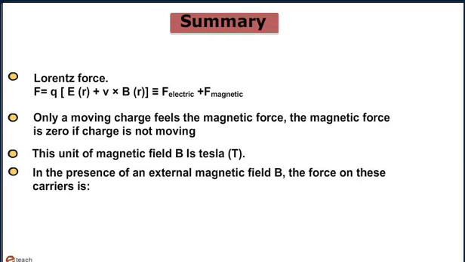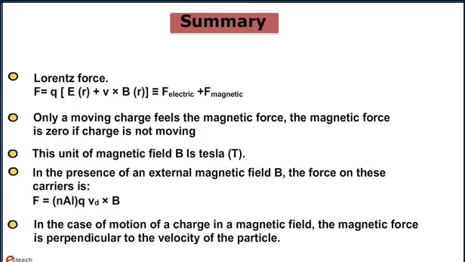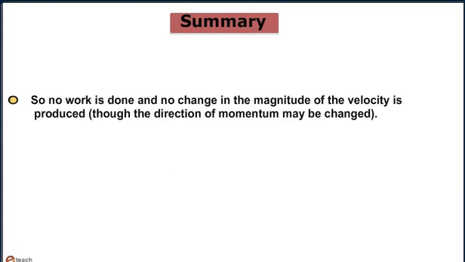In the presence of an external magnetic field B, the force on the current carriers is F equals nAL q vd cross B. In the case of motion of a charge in a magnetic field, the magnetic force is perpendicular to the velocity of the particle. So, no work is done and no change in the magnitude of velocity is produced, though the direction of movement may be changed.